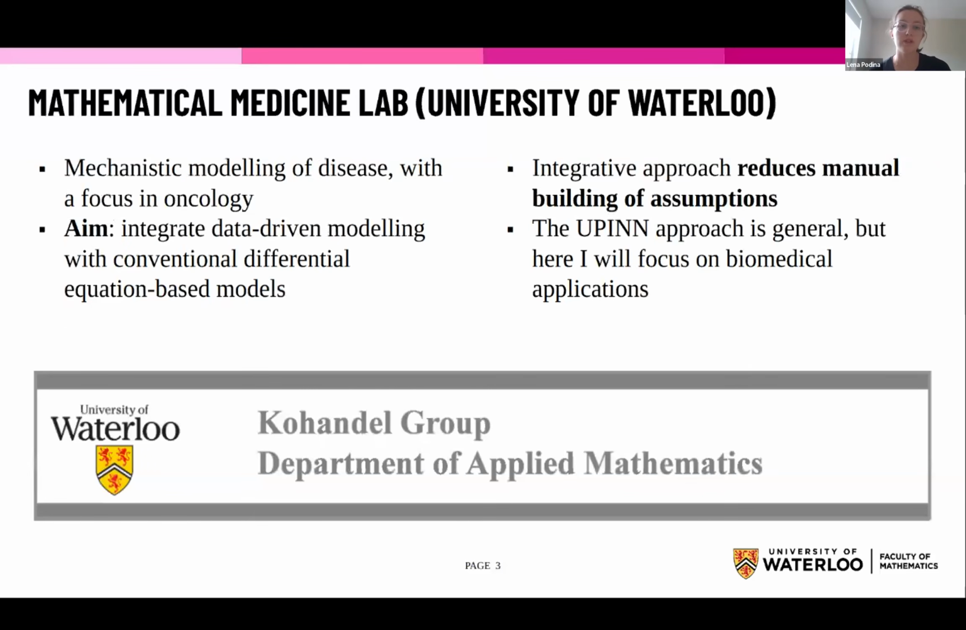Okay, we are the Mathematical Medicine Lab at the University of Waterloo. We focus on the mechanistic modeling of disease with focus on oncology. One of our aims is to integrate data-driven modeling with conventional differential equation-based models. This integrative approach, and I'll get into some detail about why, reduces the manual building of assumptions in biology. The UPIN approach is fairly general, but here I'm going to focus on biomedical applications.